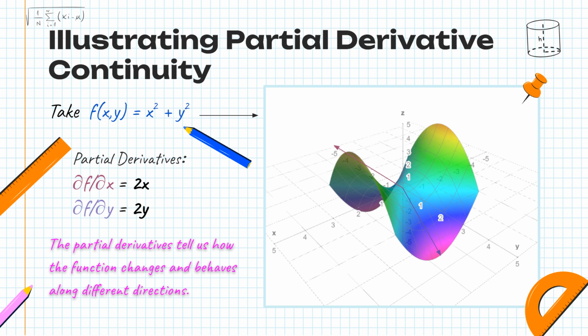Similarly, the partial derivative with respect to y is given by ∂f/∂y equal to 2y. This means that the rate of change of f with respect to y depends only on the value of y, and it's equal to twice the value of y. So geometrically, that tells us the same thing as f of x.